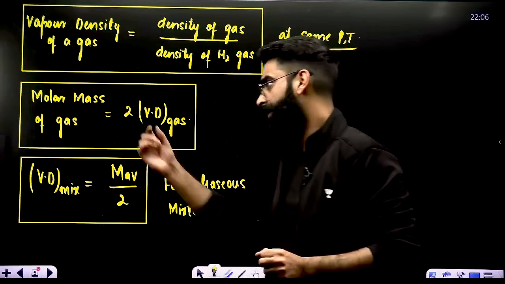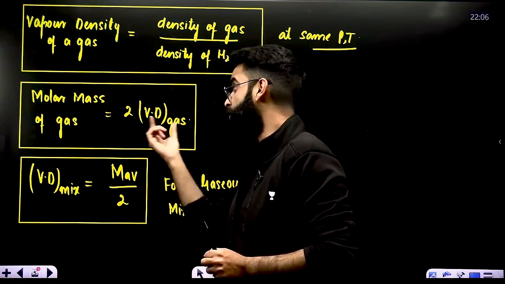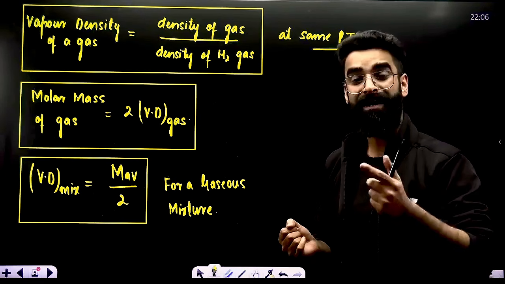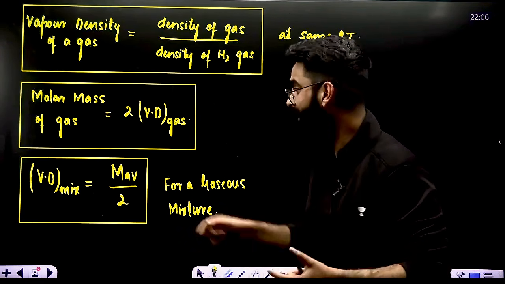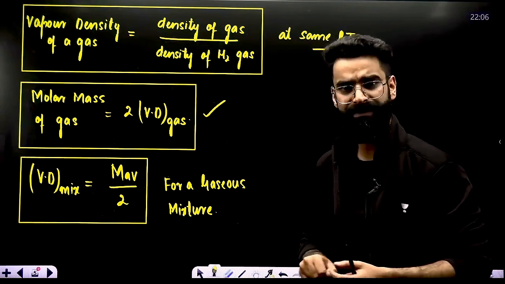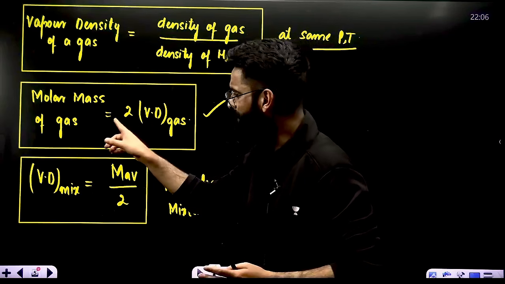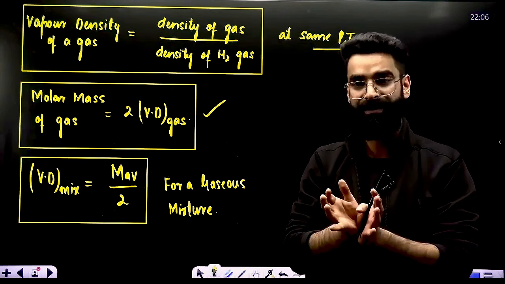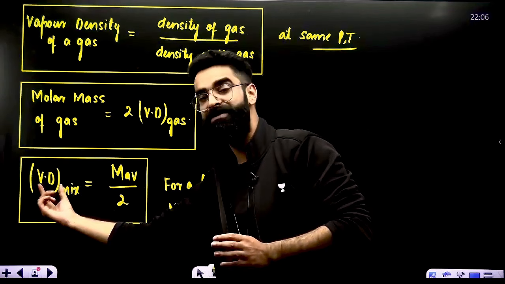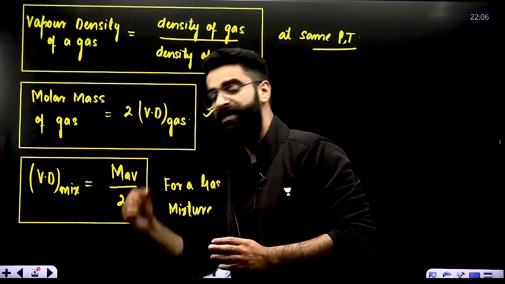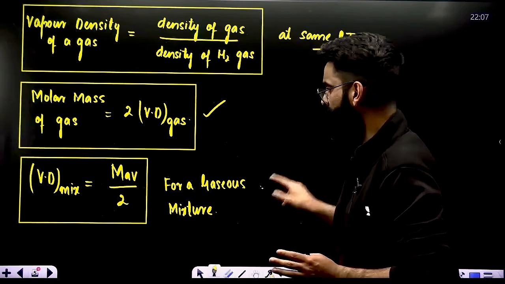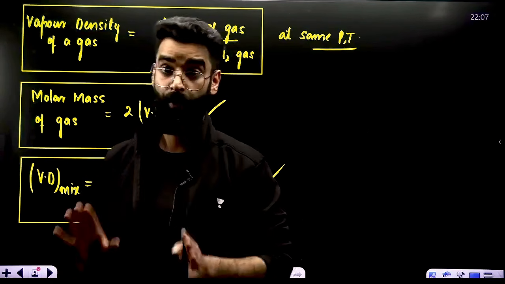In the similar way, molar mass of the gas is equal to 2 times the vapor density of the gas. There are some questions in the empirical molecular formula wherein you'll be using this particular result. Now, similarly, if you apply this result to a gaseous mixture containing non-reacting gases, do remember vapor density of the gaseous mixture is always equal to average molar mass of the mixture divided by 2. This is one more result which you are going to remember over here.